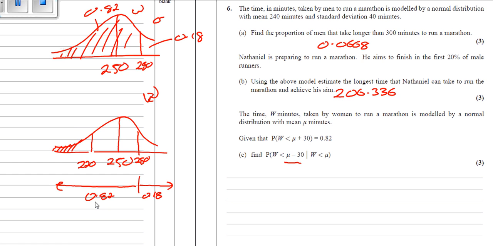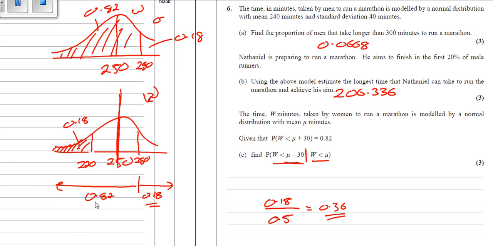Now using symmetry, therefore this here is going to be 0.18. So what we need to do is work out the probability that W is less than mu minus 30, given that the probability is less than the mean. The probability that it's less than the mean is always going to be 0.5, because we're told that it's less than 250. And the probability that it's less than mu minus 30, we've worked out, is 0.18. So it's 0.18 out of 0.5, which equals 0.36.